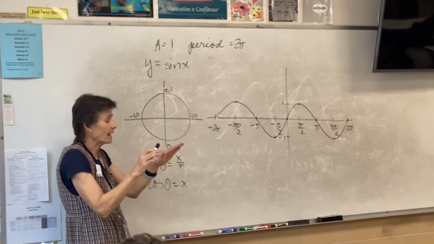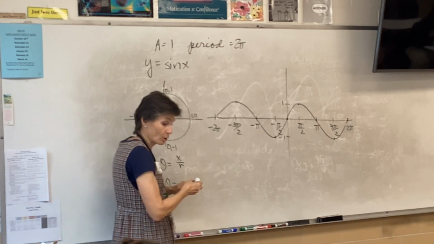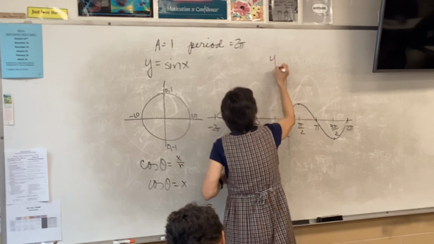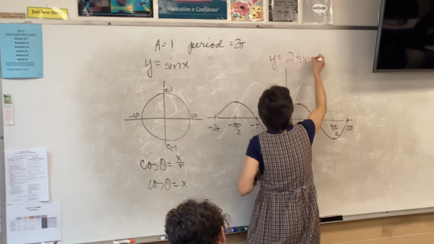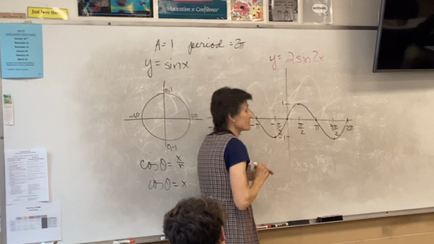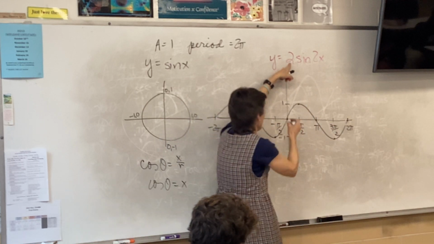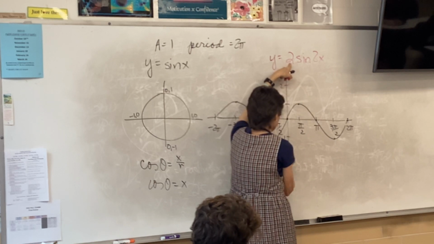I know you can't wait to get out of here, but I got one more important thing. We're gonna graph 2 sine 2x. You know what that 2 does. What does that 2 do? It multiplies the height. So we're going up to 2 and down to -2.